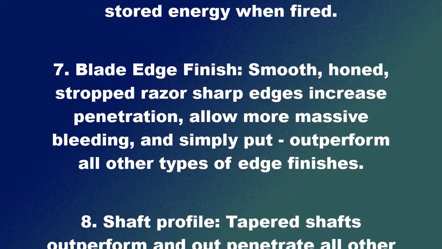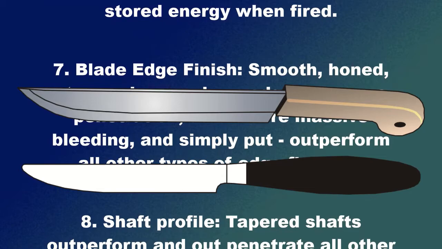Blade edge finish. Smooth honed, stropped razor-sharp edges increase penetration, allow more massive bleeding, and simply put, outperform all other types of edge finishes. We all know how much easier it is to cut meat with a sharp knife than with a butter knife.